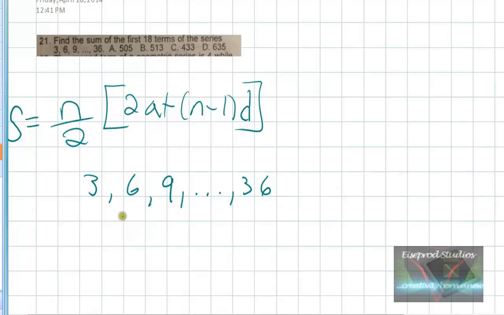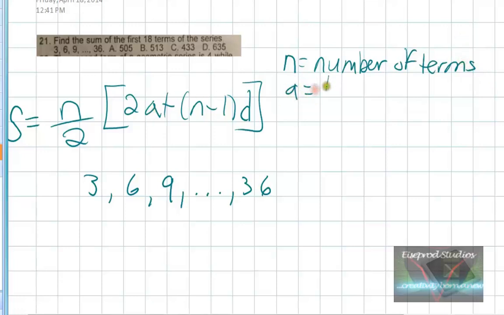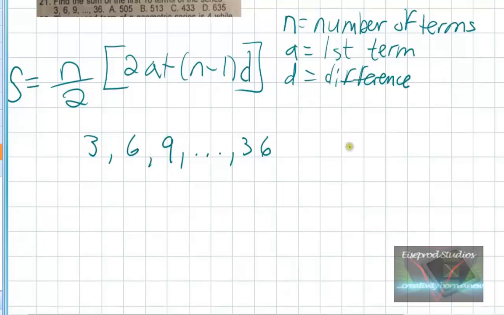So in an arithmetic series, where you're just going up, adding, you're going to have n, which is your number of terms. And I'll write this over to the side. So n equals your number of terms. A is your first term. And D is the difference, or the common difference. As long as you know this formula, it's fairly simple to get to the answer.